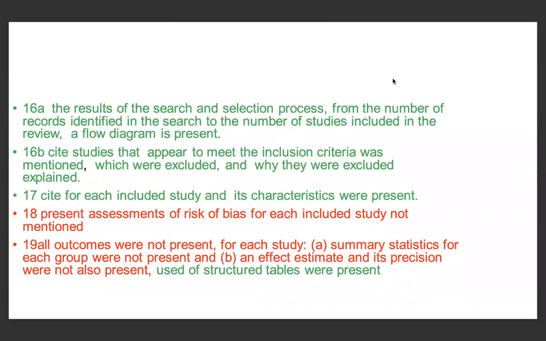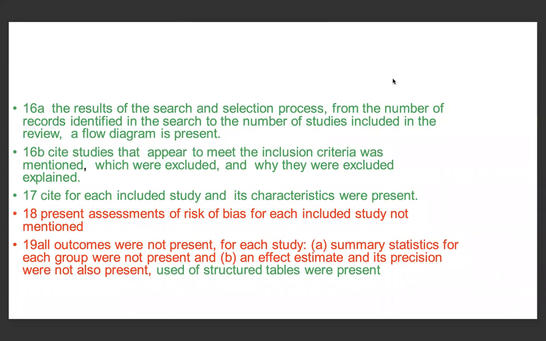Cited studies that appear to meet the inclusion criteria were mentioned, and which were excluded and why they were excluded were explained. Citations for each included study and its characteristics were present. Presentation of the assessment of risk of bias for each included study was not mentioned.